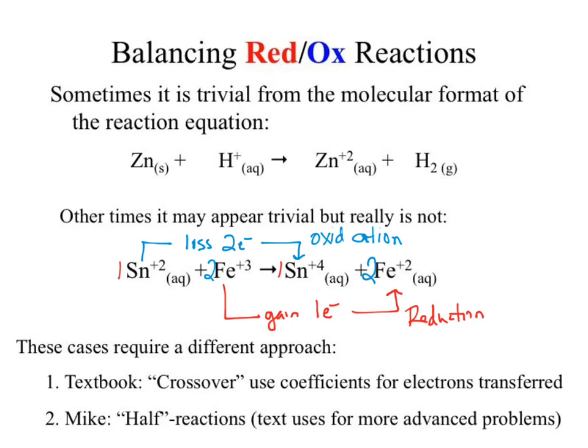That's Mike's method. Okay? Did this actually work to balance the reaction? How many tins do we have? 1 and 1. How many irons? 2 and 2. What's the overall charge on the reactant side? We've got a +2 from our tin, and we have 2 +3s from our iron. Our overall charge on the reactant side is +8. If we shift to the products, we get a +4 from the tin and 2 +2s from our iron, and we have +8. Our charge balances.